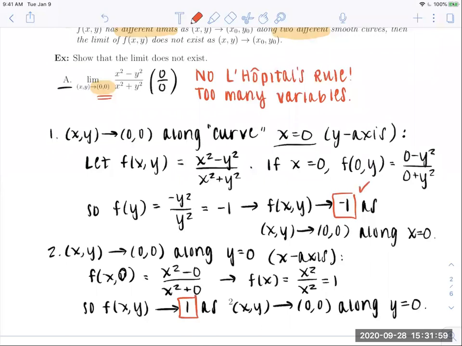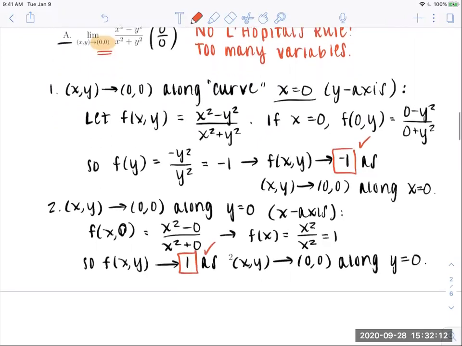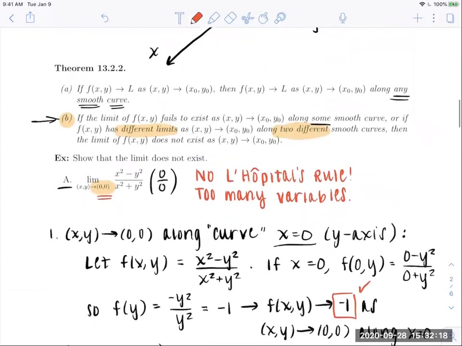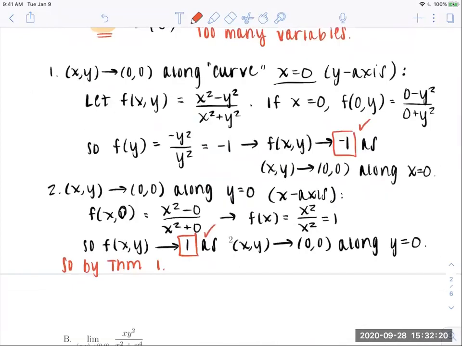What we have just found is two different limiting values along two smooth curves, or in this case lines, that go through our limiting coordinate point 0, 0. This is bad, right? So we can conclude here by theorem 13.2.2 part B, the limit does not exist.